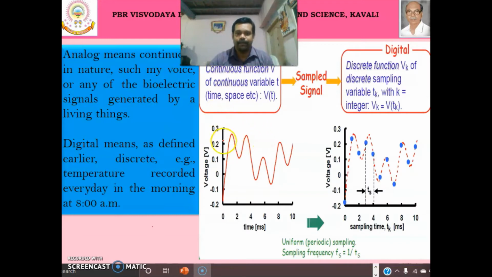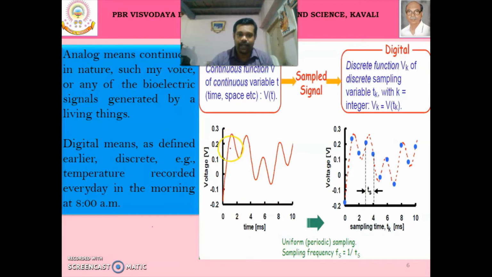Now here we are having two waveforms. One is the analog waveform and the next one is a digital waveform. In analog waveform, at each instant of time, we are having some value, some voltage. But when you come to digital signal, at 0 it is having a value, and it is having a value at 1, and it is having a value at 2. But between 0 and 1, it is not having any value. So it is discrete in nature.